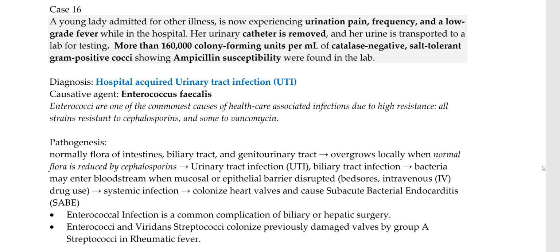Sometimes bacteria may enter bloodstream when mucosal or epithelial barrier is compromised or disrupted, for example, in case of bed sores or IV drug use, and they can cause systemic infection. And then they can involve heart valves and cause subacute bacterial endocarditis. An enterococcal infection is a common complication of biliary as well as hepatic surgery. Enterococci and viridans streptococci colonize previously damaged valves by group A streptococci and rheumatic fever.